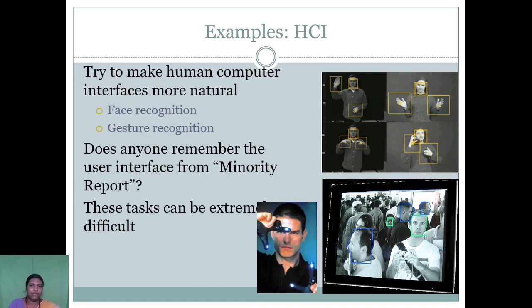And the next one, HCI. Try to make the human computer interface more natural. That is face recognition, gesture recognition. This is all possible now. We have face recognition on the mobile itself, and gesture recognition. If you have some movement of the hand or something, that is called gesture recognition, and we are using gesture recognition all over the world. This is the advanced human computer interface, more natural with digital image processing techniques. Does anyone remember the user interface in Minority Report? These tasks can be extremely difficult, and gesture recognition is well used all over the world. This is the human computer interface.